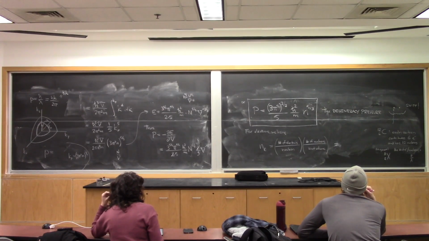Well, conveniently enough, for oxygen, how many protons does oxygen have? 8. So it contributes 8 electrons per nucleus. And what's its atomic mass? Its atomic mass number, I should say.